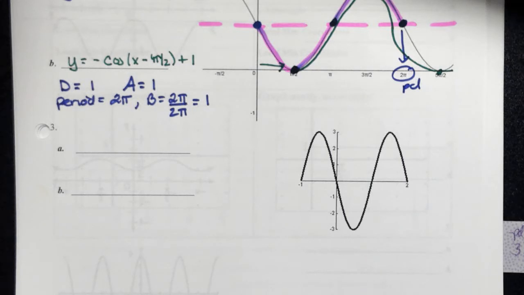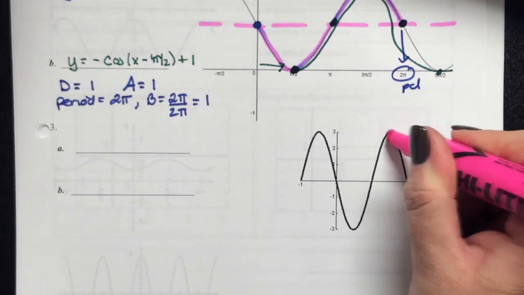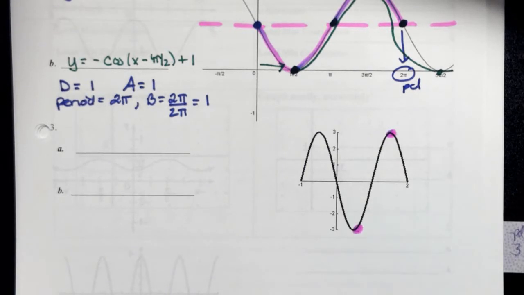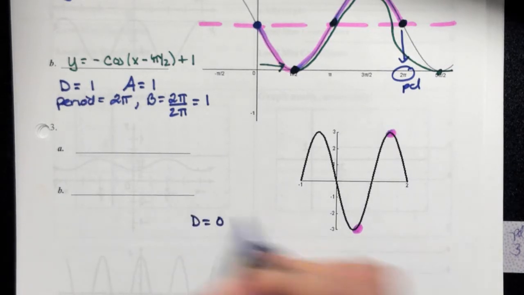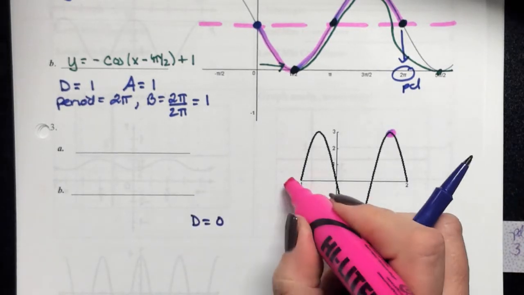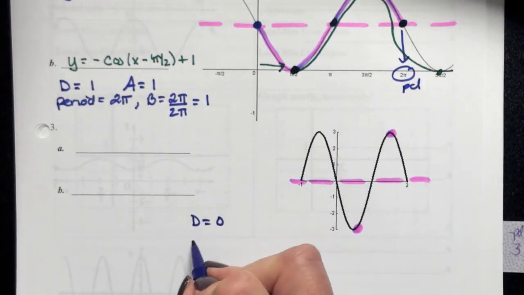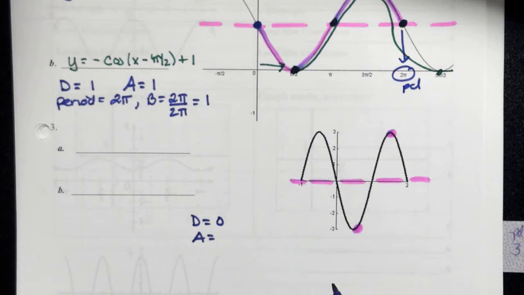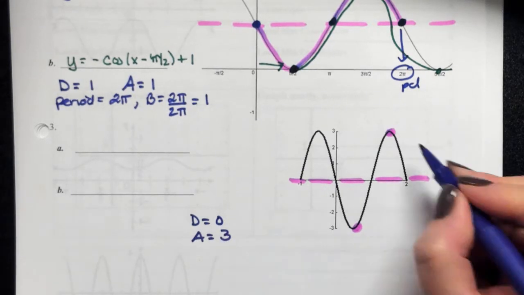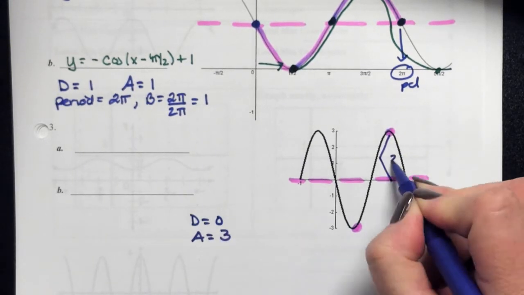So again, identify your maximum and your minimum. So what's your d value going to be? D will be equal to what? 0, because that's the midpoint. So again, I know that my d value is 0. So what's my a value going to be? A will be equal to what? 3. Again, because that's the distance above and below your baseline.